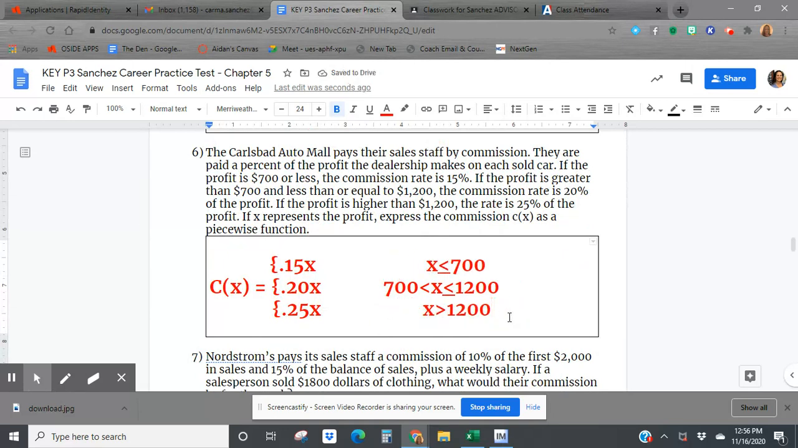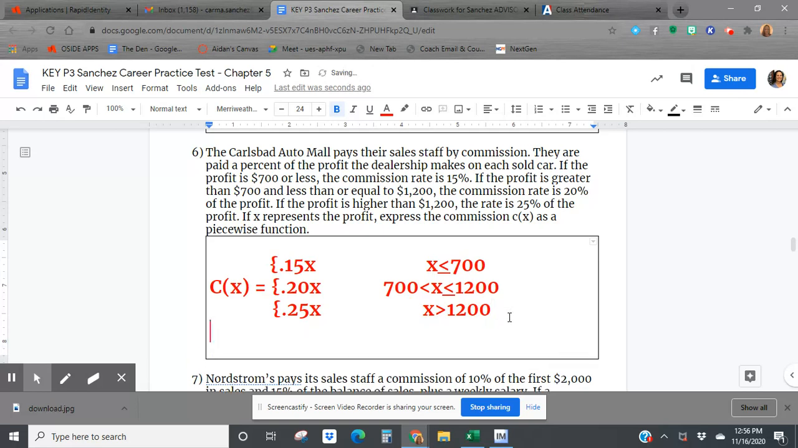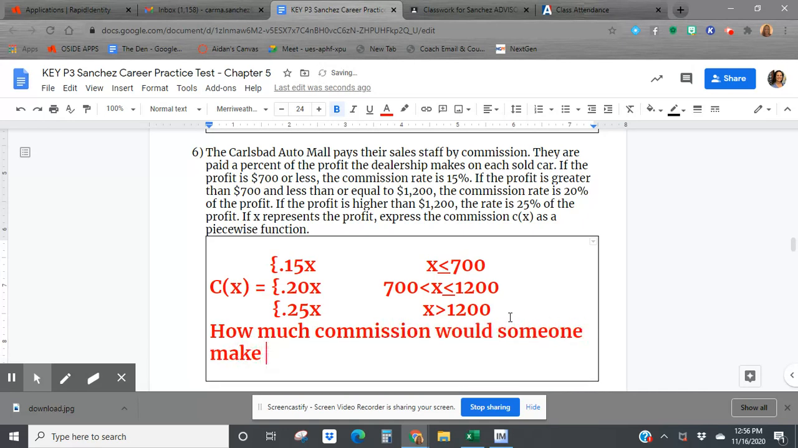Now on this test, it's multiple choice. So you're going to be given a function like this, and it's going to ask you how much commission would someone make if they made profits of 1200. So you're going to have to look at the appropriate domain. So see how 1200 is included here? So we're going to take 0.2 of the 1200 to calculate their commission.